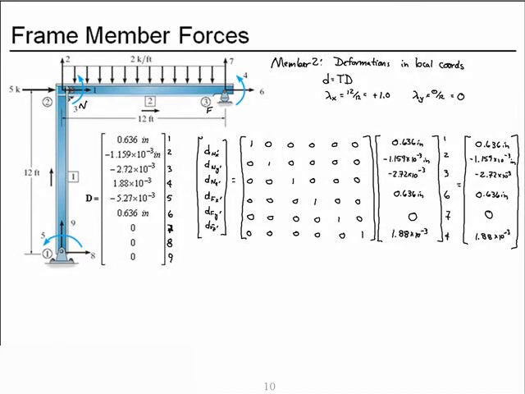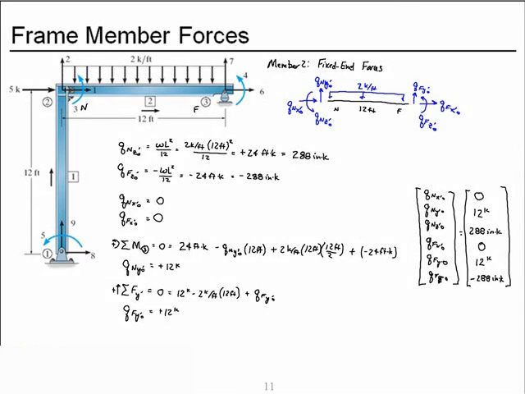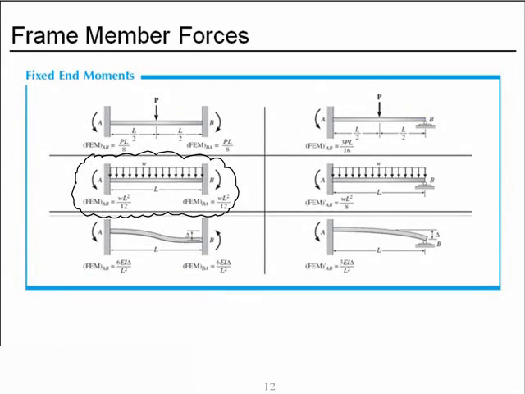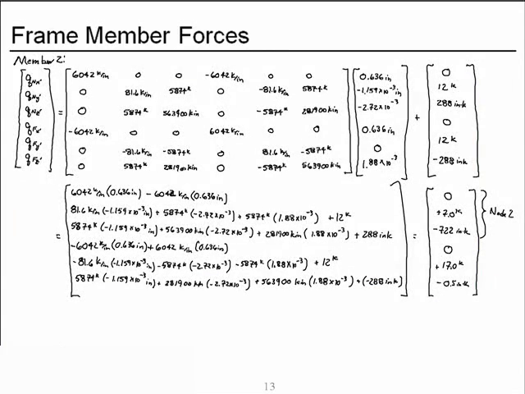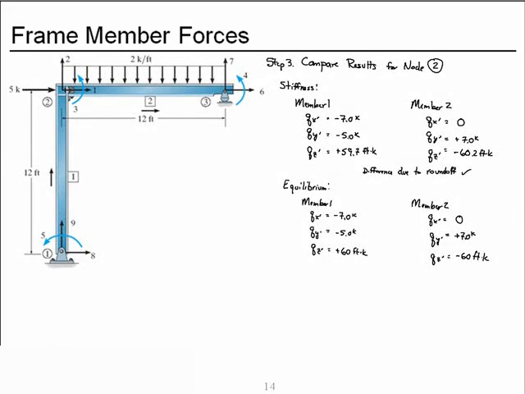For member 2, we repeated the process, but we observed that when the local coordinate system matches the global coordinate system, the transformation matrix becomes the identity matrix. We calculated the fixed end forces for member 2 using information from the inside back cover of our text and equilibrium. We then assembled the element stiffness matrix in local coordinates, little k prime, performed matrix multiplication and addition, and obtained the member forces for member 2 and identified which of those were for node 2. We then compared the results from the stiffness method and from applying equations of equilibrium and found them to be an almost exact match. The slight difference is due to round off. Well done.